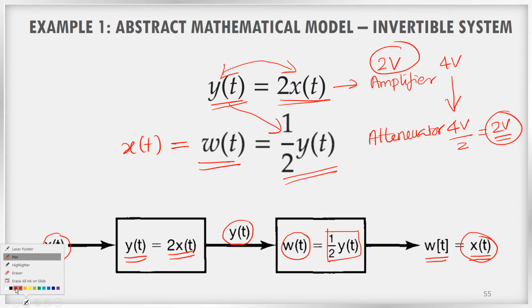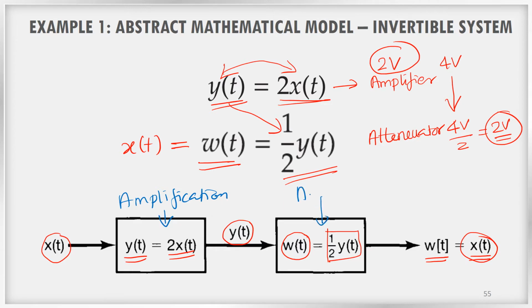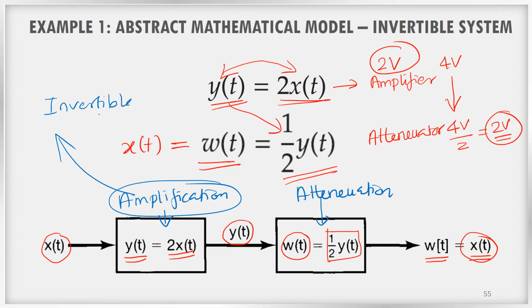Here the amplification operation performed by this system is cancelled by the attenuation operation performed by this system. If such operations are possible, then this system is known as an invertible system. And the system which performs the opposite operation is known as the inverse system. This is the basic idea of an invertible system.